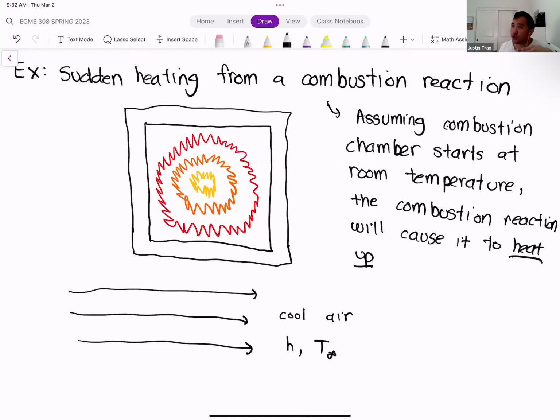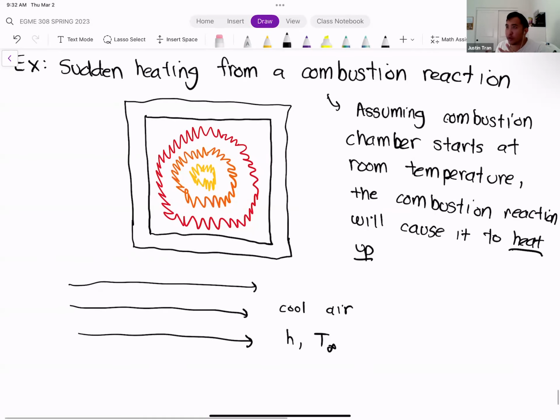And so what we should see, if you look at the results, is a sudden spike of temperature when the combustion reaction takes place. But since that combustion reaction only takes place for a very brief instant of time, eventually the temperature is going to come back down because of the cooling that occurs from the outside. So that's what we expect, and the mathematics of when we solve this should reflect that fact. So let's go ahead and solve this equation.